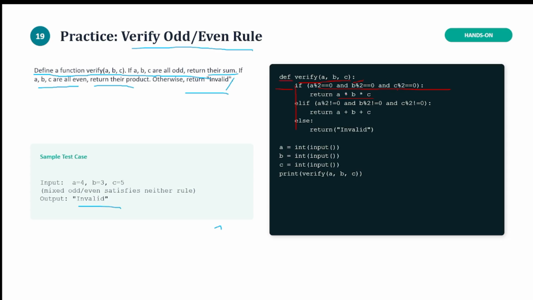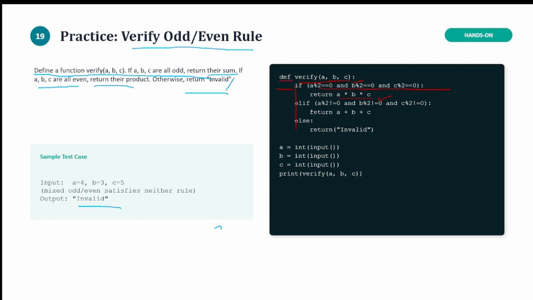And if all the conditions are true, it means that all the numbers are even. So for all even numbers, what we have to do is simply multiply the three numbers, which are a, b and c. That's why we are going to simply multiply those numbers here.